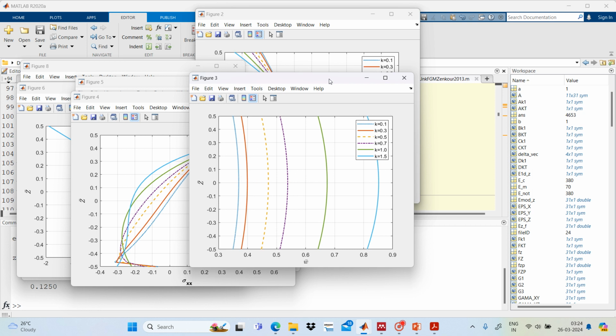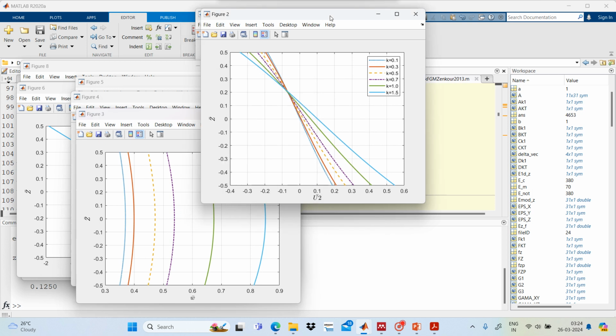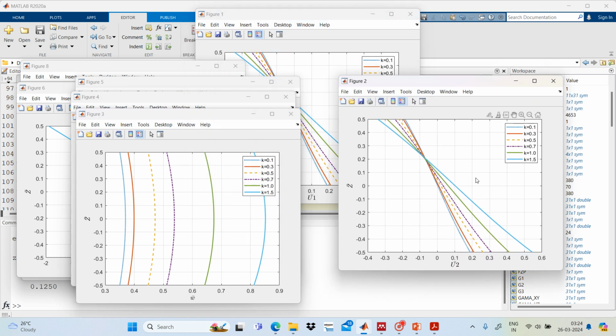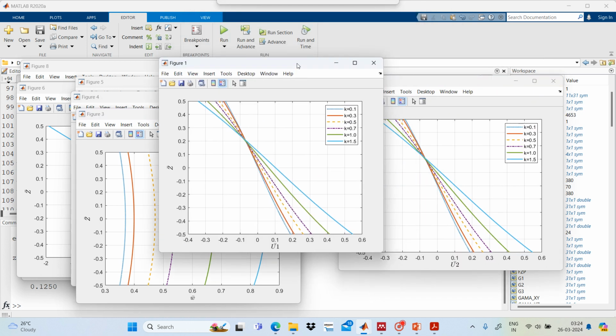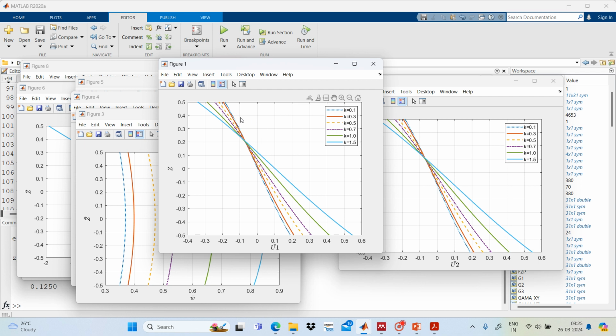Okay, and then we can see that the in-plane displacements u1 and u2. Okay, so just we can see that okay, for the ceramic part, the least displacements, this is the dotted line. Okay, that's having the least displacements, and as k values are increasing, the displacements are also increasing, and for k equals to 1.5, that's the maximum for the metallic part, it is having the maximum displacements at top and bottom.